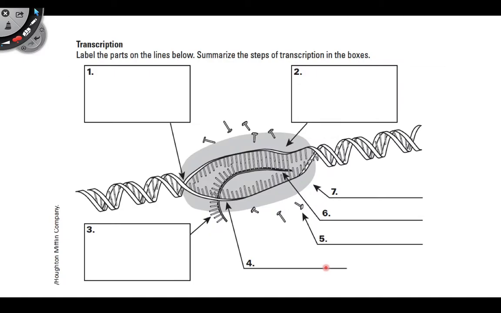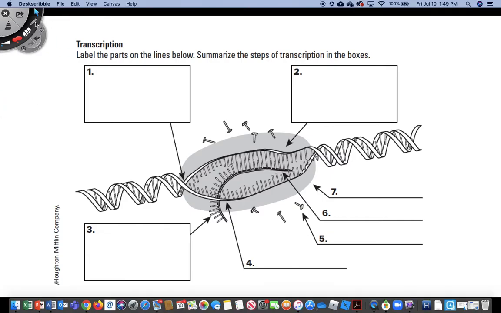Okay, so now you have a chart here with key components of transcription that we are going to complete together, and let's see if this works here. It says to label the parts of the lines below and then summarize the steps. So what do we see happening here in this step?